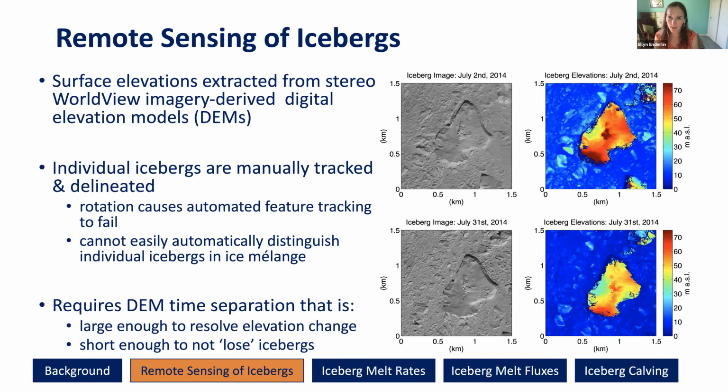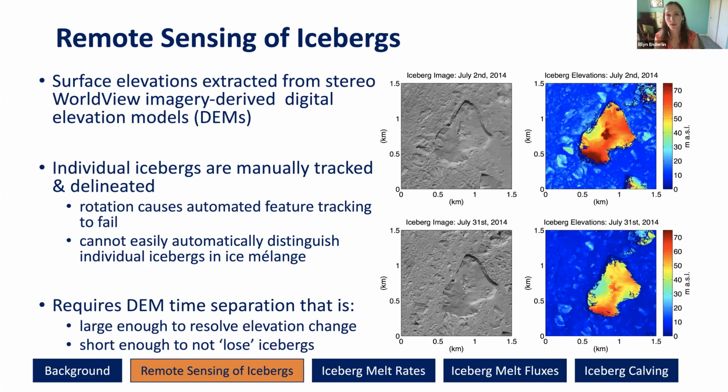So we need to be able to manually track them, and we need to have enough time separation between them that we can resolve those elevation changes, like you can see here in these examples that I have, but short enough that the icebergs don't break up or roll over, or we otherwise just lose them. We just can't track them in between.